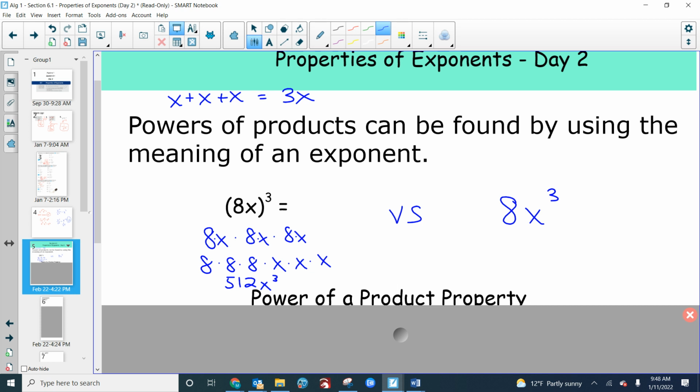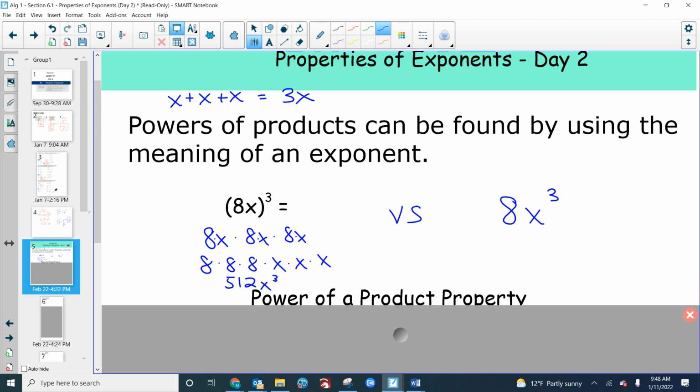Are you confused or good? Let's make a quick little rule for this. If you raise a product, 8 times x, to the third power, both are being raised to the third power, then you can simplify it by raising each to the third power. Do you see it? Do you agree?